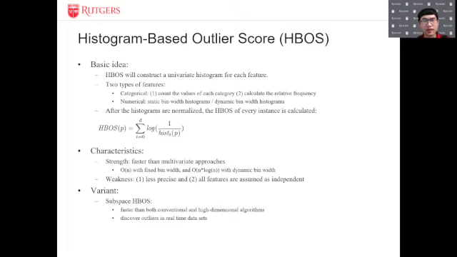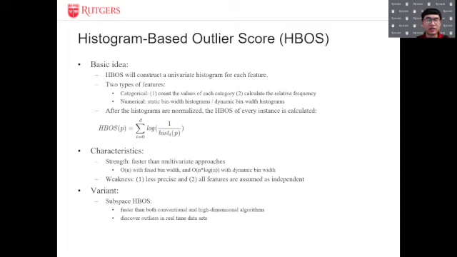Finally, the HBOS of every instance is calculated using the corresponding height of the bins where the instance is located. We can see from the equation that basically the score is a multiplication of the inverse of the estimated densities.